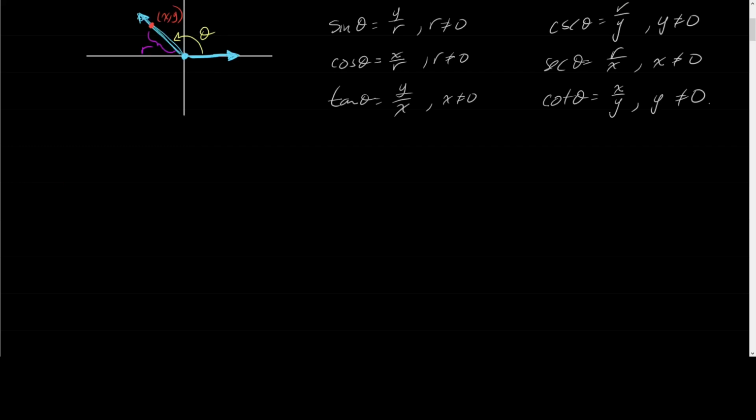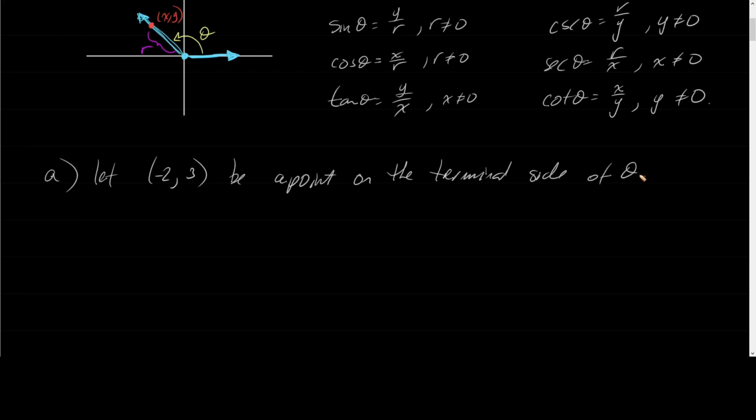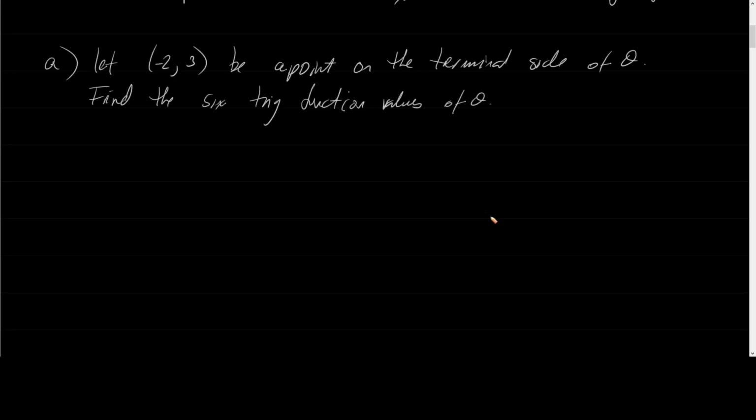So let's say that I have, let the point negative 2, 3 be a point on the terminal side of theta. Find the 6 trig function values of theta. All right, so let's see how we're going to do this.